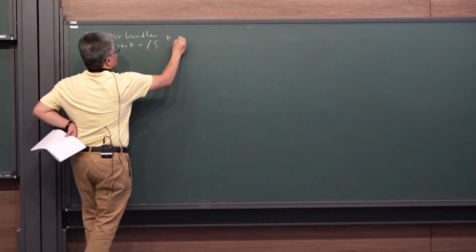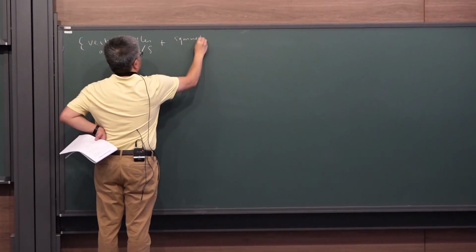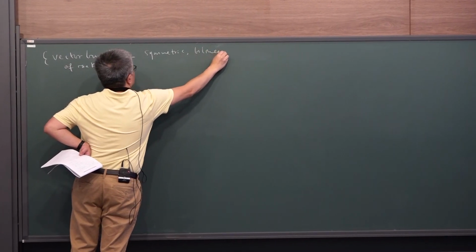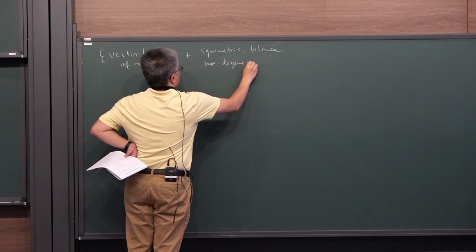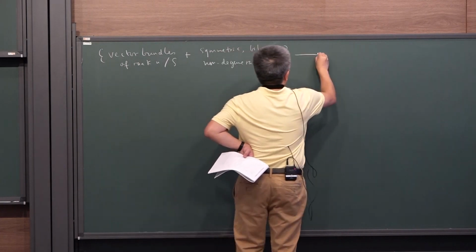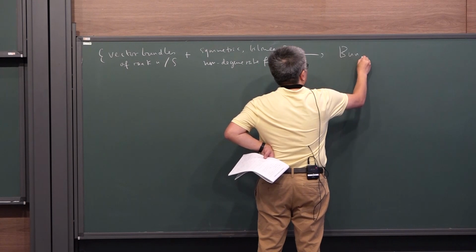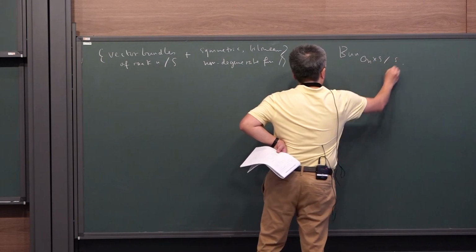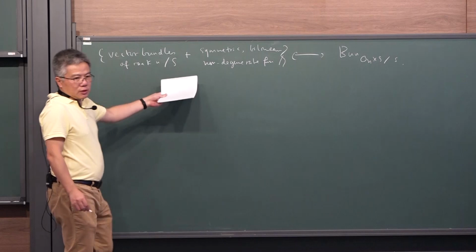over S plus a symmetric linear non-degenerate form over S is equivalent to the groupoid of bundles of O_n times S over S. So this is a bit more usual.